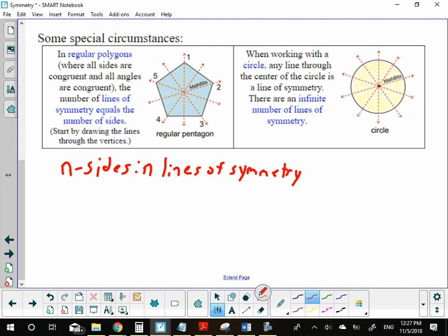When I talk about circles, if I fold a circle, how many ways can I fold it to make it match onto itself? I can do it straight up and down or straight across. I can do it diagonally one way, I can do it another way. Or I could choose any orientation I want. So for a circle, we're going to say there's an infinite number of lines of symmetry, because no matter how you orient your circle, there's always a way to fold it in half.